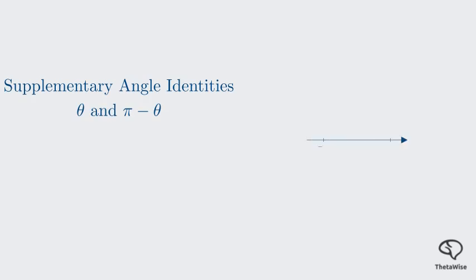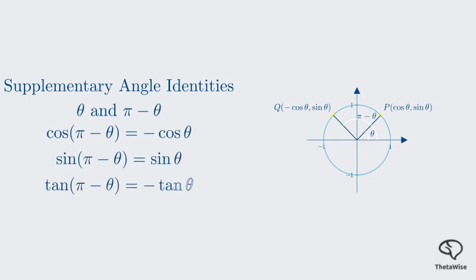Consider the angles θ and π minus θ. On the unit circle, π minus θ is the reflection of θ across the y-axis. If the coordinates of θ are (cos θ, sin θ), then the coordinates of π minus θ are (negative cos θ, sin θ). This directly gives us the identities. The x-coordinate, cosine, is negative, so cos(π − θ) equals negative cos θ. The y-coordinate, sine, is the same, so sin(π − θ) equals sin θ. And the tangent is sin over cos, which gives negative tan θ. These identities allow us to relate angles in the second quadrant to angles in the first.